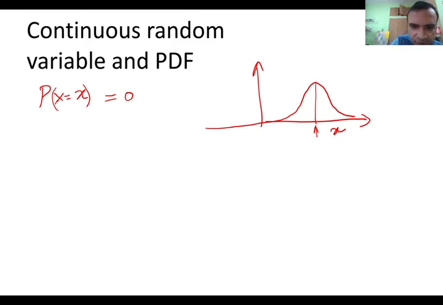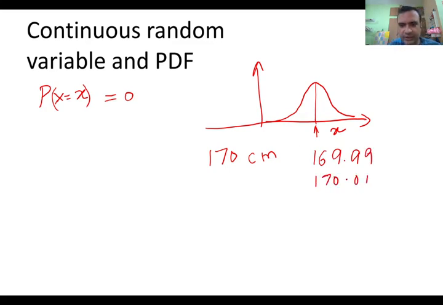Let's pick the value, let's say 170, and let's say this is in centimeters and this is the heights of people. For someone to be exactly 170 centimeters, it's going to be an infinitesimally small probability. The person could be 169.99, or they could be 170.01 or something along those lines. Because of rounding off, it may get rounded off to 170, but the probability of the exact value of 170 centimeters is pretty much 0.